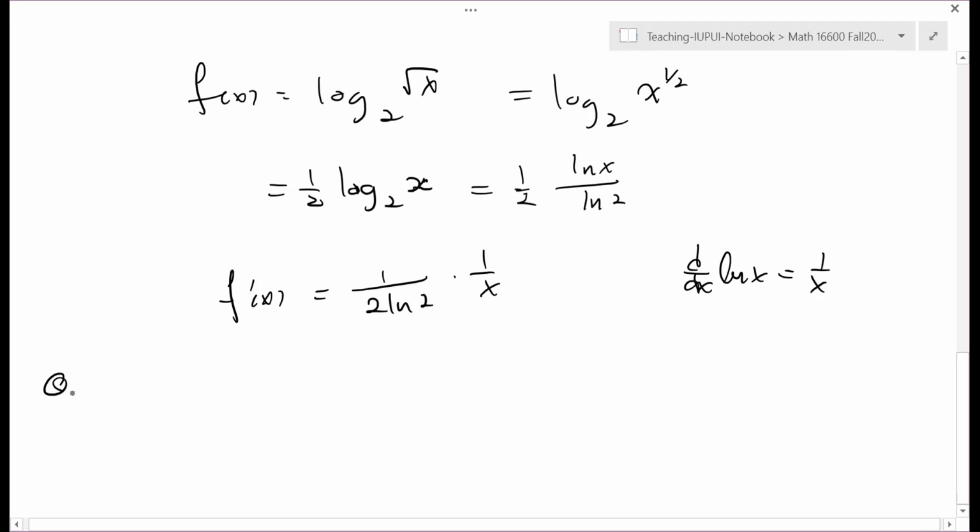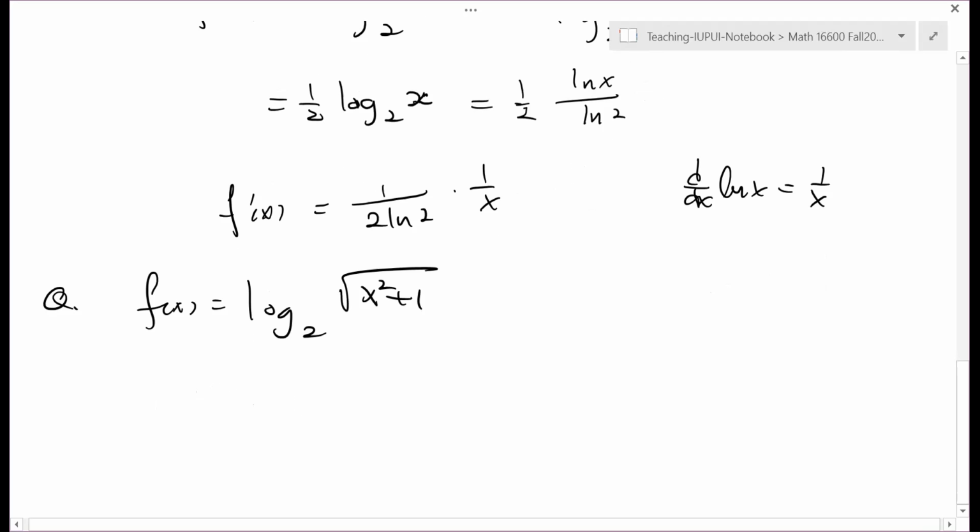And then similarly, you can do the following problem. Find the derivative. When you're given this problem, look at the function first. Are you able to simplify the function to the level where you can easily find the derivative?